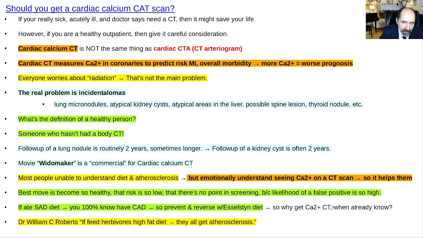So first of all, most people who don't have a lot of experience with radiology worry about radiation. Oh my God, what's the radiation? Yeah, you don't want unnecessary radiation without a good reason, but that's not the main problem with getting screening CAT scans, okay?